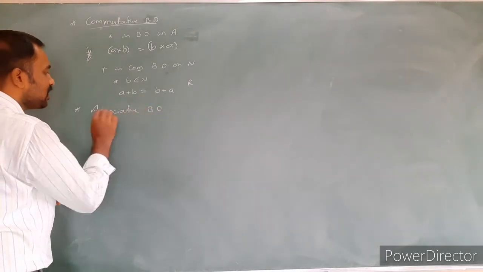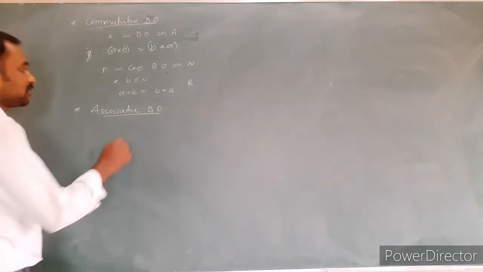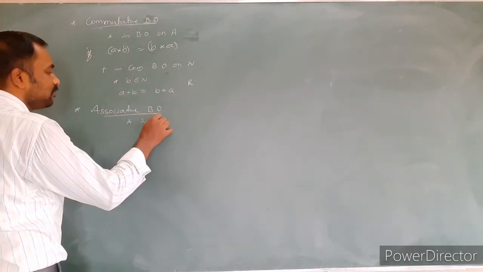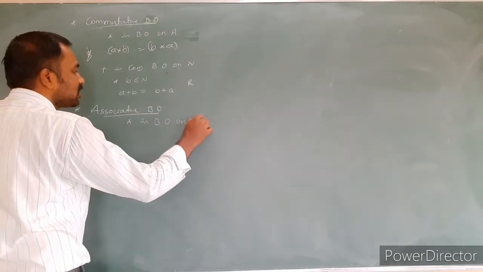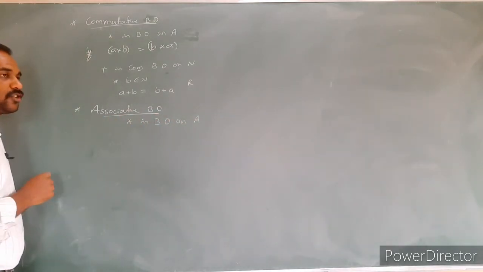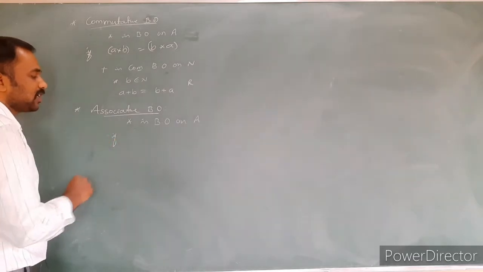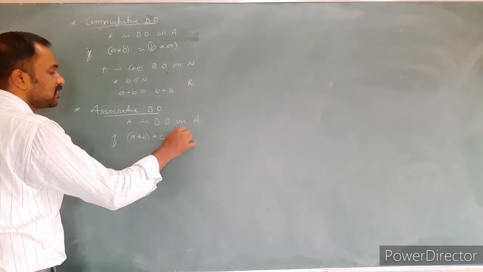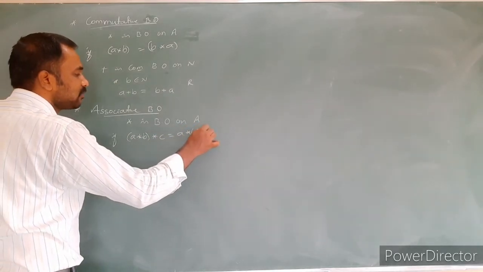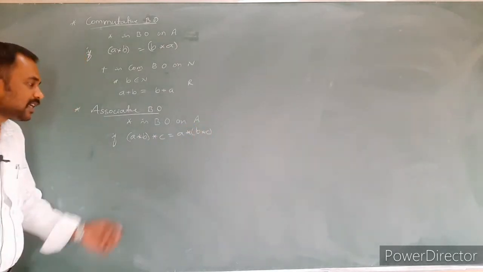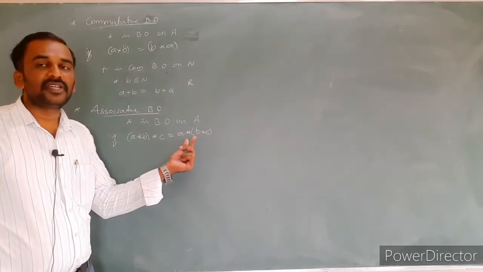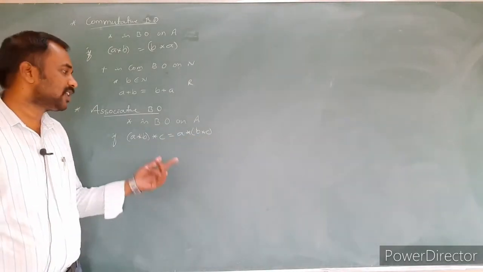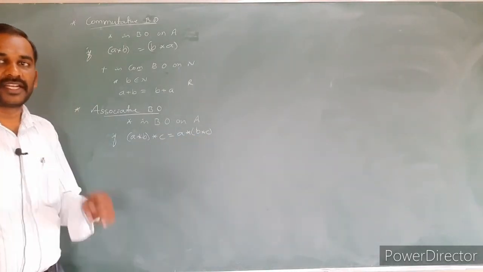Associative binary operation. What is an associative binary operation? Star is a binary operation on a set A. Then it is said to be an associative binary operation when (a star b) star c is equal to a star (b star c). When (a star b) star c is equal to a star (b star c), then we can say that it is an associative binary operation.